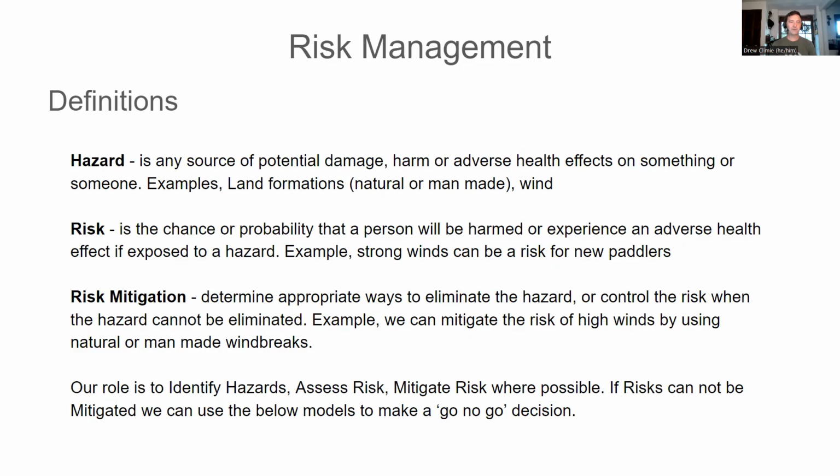And then our job as instructors is, once we understand the hazards, and once we understand the risks associated with those hazards, how do we mitigate them? Risk mitigation is determining appropriate ways to eliminate the hazard or control the risk when the hazard cannot be eliminated. Example: we can mitigate the risk of high winds by using natural or man-made windbreaks. We'll be looking at this again and again. Every time we get on the water, when we're in person, we're going to be doing this assessment. And this assessment becomes part of our preparedness check, which we talk about in the next learning module.